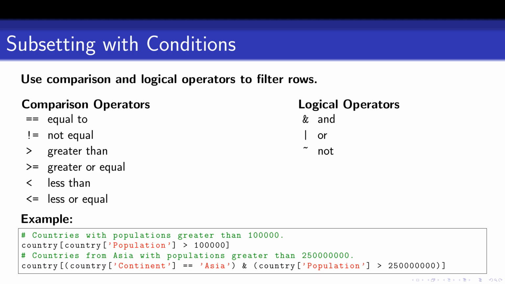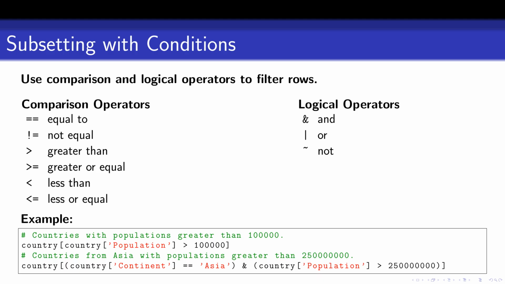Beyond selecting data by position or label, conditional subsetting allows you to filter rows based on specific conditions. In pandas, you can use comparison operators such as equals equals, not equals, greater than, less than, greater than or equals, and less than or equals to test values within a column. You can also combine multiple conditions using logical operators: ampersand for and, vertical bar for or, and tilde for not. These expressions return a Boolean mask, which pandas uses to select the matching rows. For example, country['population'] > 100000 will return only the rows where the population exceeds 100,000.